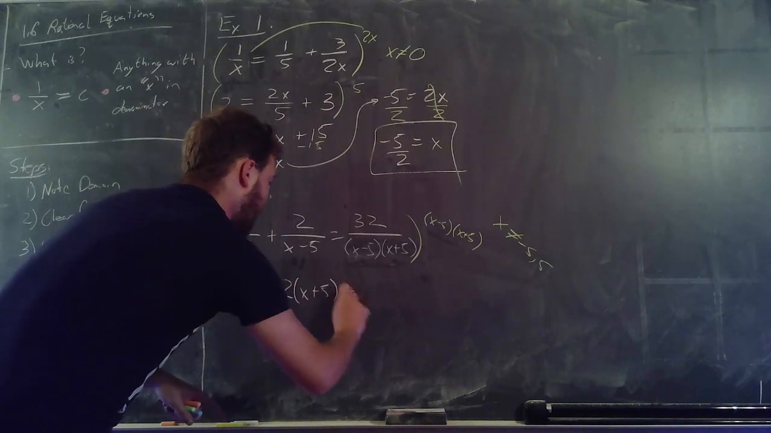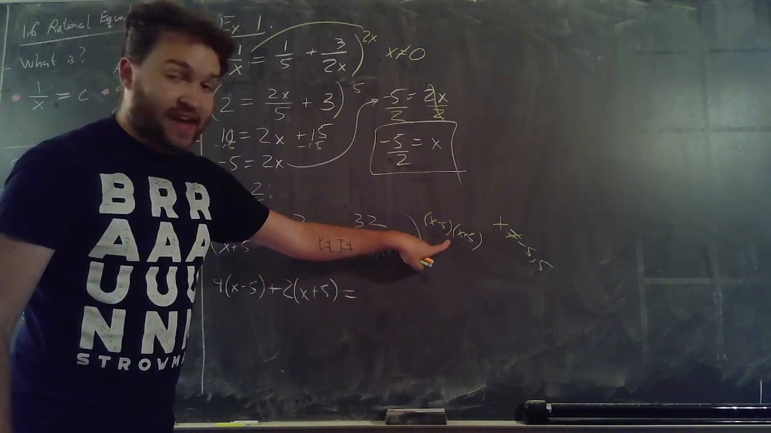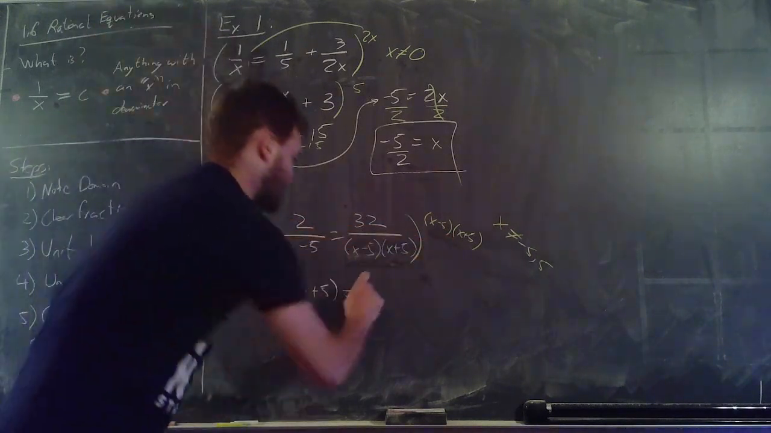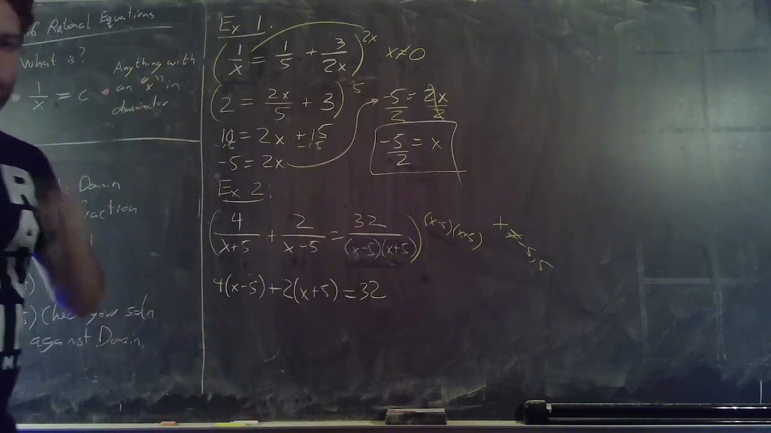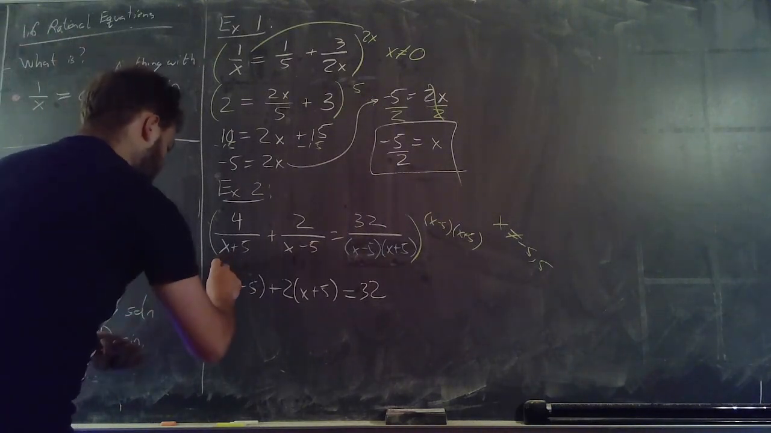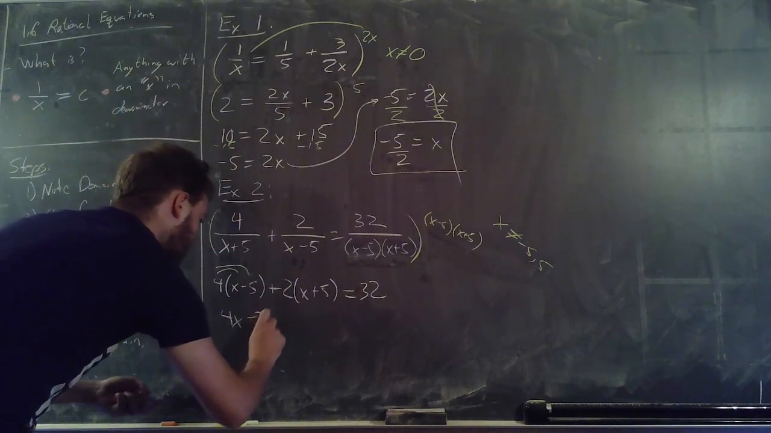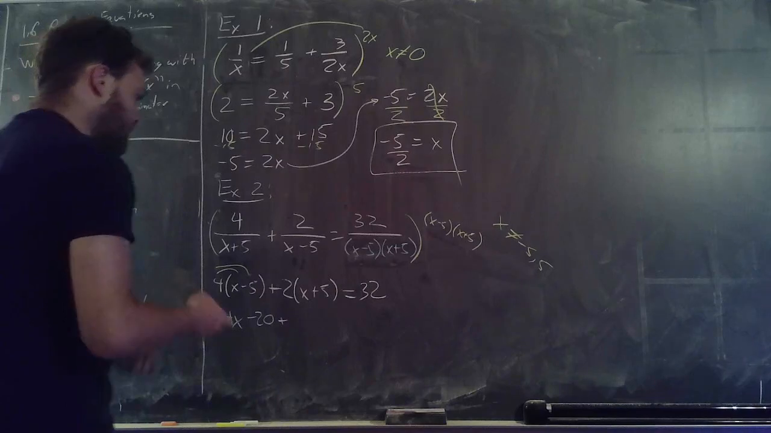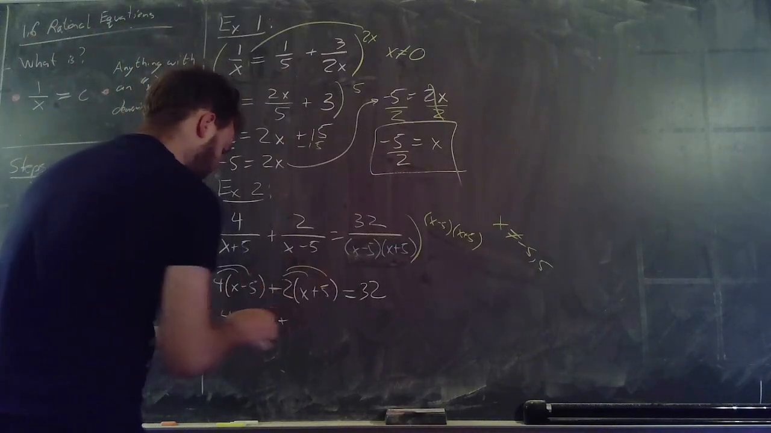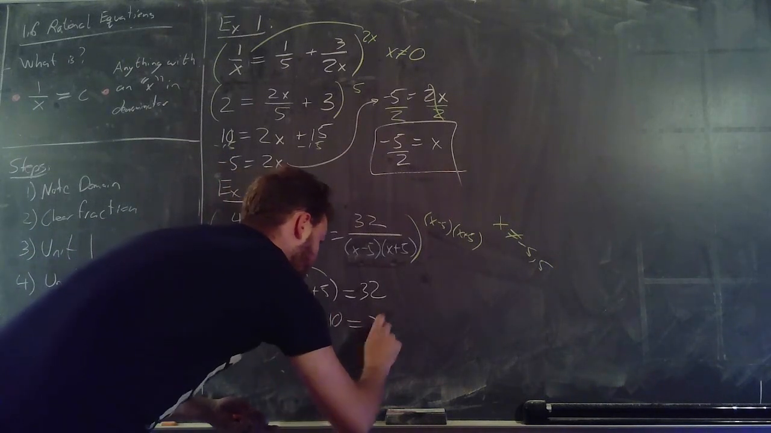And on the right-hand side, since this denominator is identical to the term I'm multiplying by, the whole thing will cancel, leaving me with 32. At this point, I have a linear equation, and so I'm going to distribute and combine and solve the same way we did in Unit 1. Distributing 4 through x minus 5, we get 4x minus 20 plus, distributing 2 through x plus 5, we get 2x plus 10 equals 32.